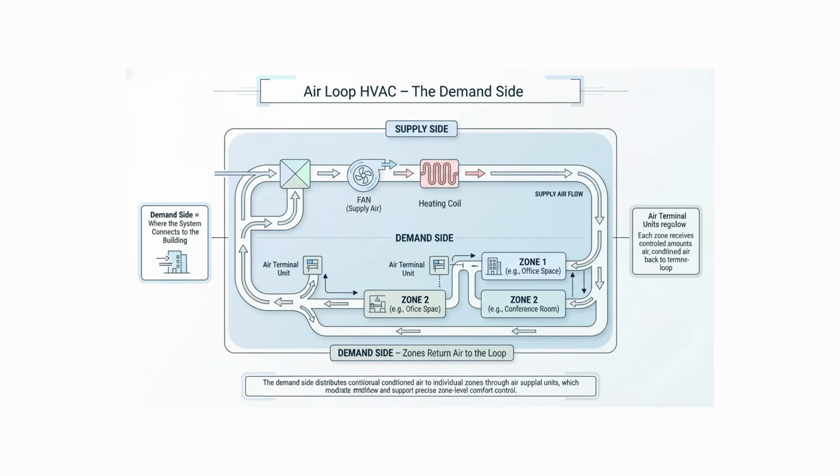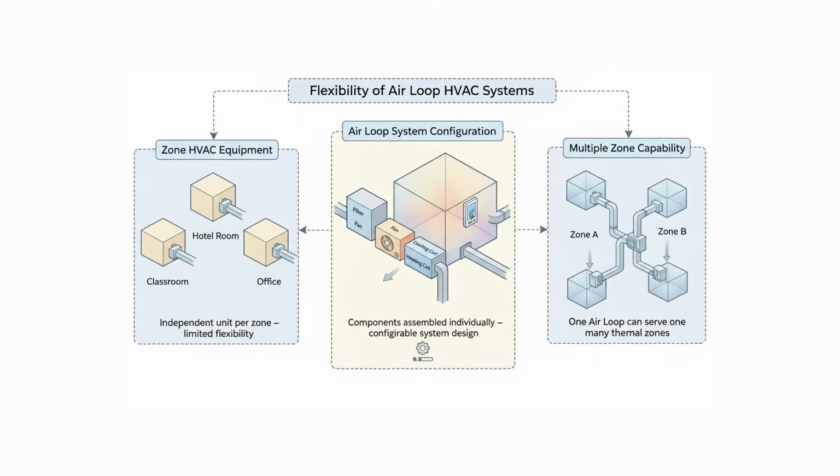The demand side is where the system connects to the building itself. Here, thermal zones are attached to the air loop through air terminal units, which control how much conditioned air is delivered to each zone. Compared to zone HVAC equipment, air loop systems offer much greater flexibility. Because the components are assembled individually, the modeler has far more control over how the system is configured, how the equipment is arranged, and how the control strategies are defined. Another advantage is that a single air loop can serve one zone or multiple thermal zones, depending on the system design and the type of terminal units used.